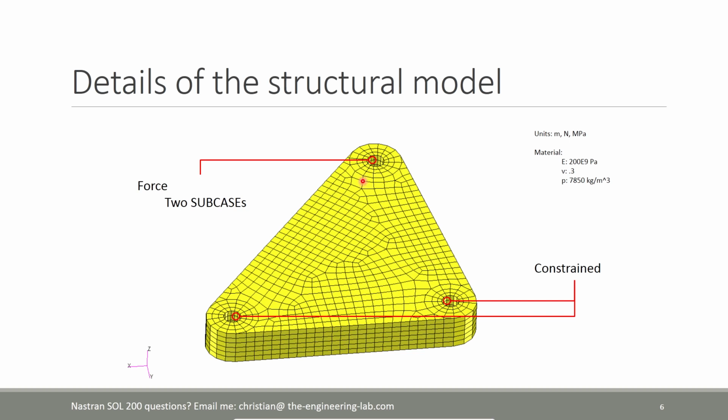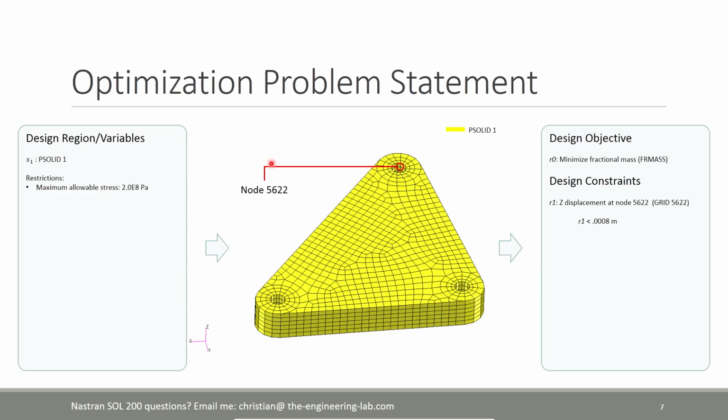Now, let's quickly talk about how the model's configured. 2 of the holes are constrained. On the third hole, we actually have a load applied. We actually have 2 load cases for this example, so we'll be optimizing for 2 load cases.